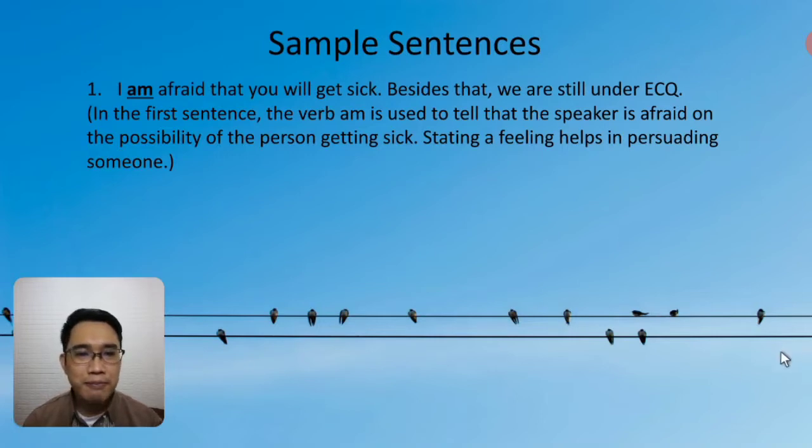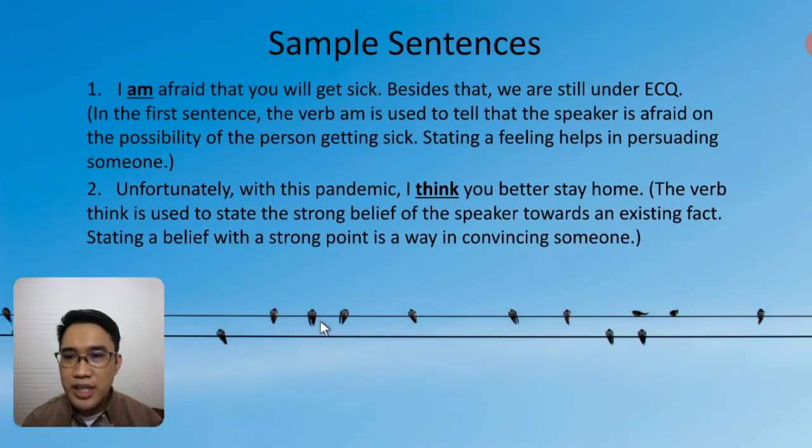Another sample sentence: unfortunately, with this pandemic, I think you better stay home. What is the verb here? The verb think is again a linking verb which links I to the predicate you. Now, this verb is used to state the strong belief of the speaker towards an existing fact. Stating a belief with a strong point is a way in convincing someone.